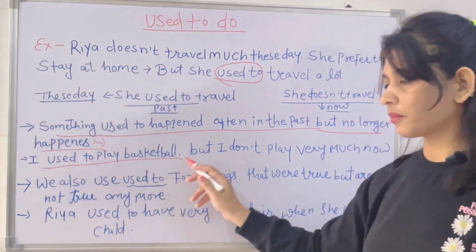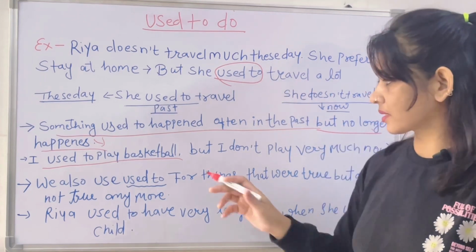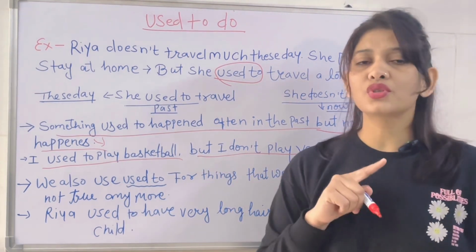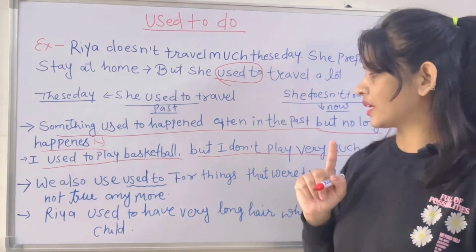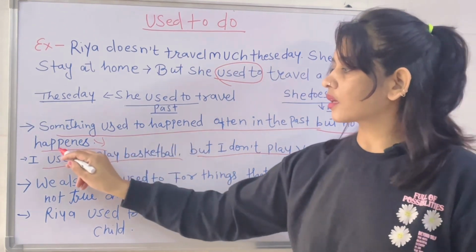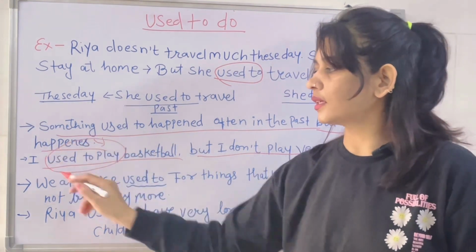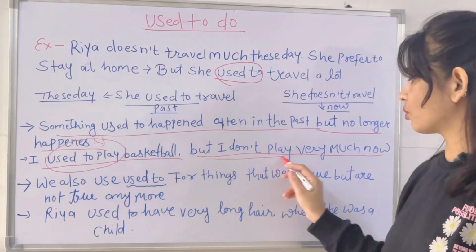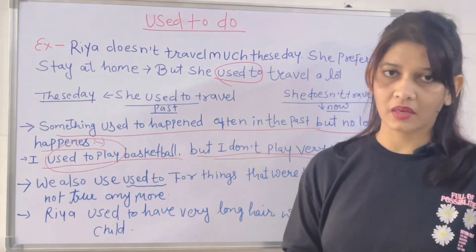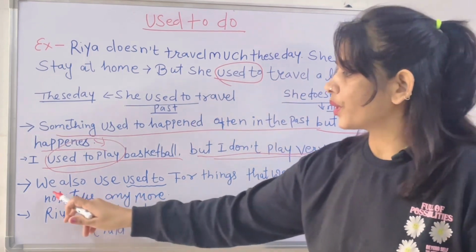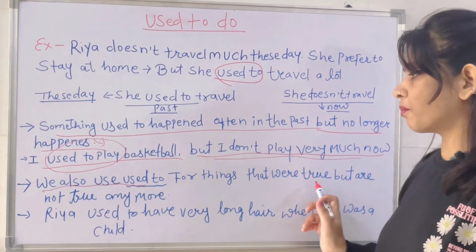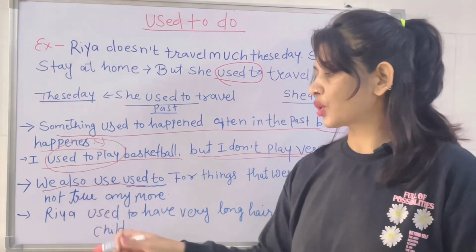I used to play basketball, but I don't play very much now. तो मैं क्या करती थी, पहले बहुत बास्केटबॉल खेलती थी. आई यूज टू प्ले बास्केटबॉल बट आई डोंट प्ले वेरी मच नाउ. अभी मैं बहुत कम खेलती हूँ, या ना के बराबर.